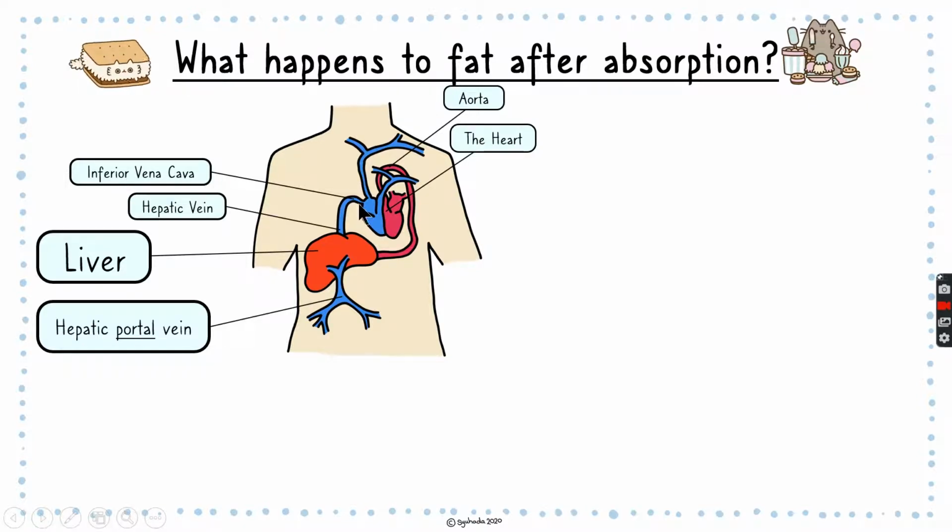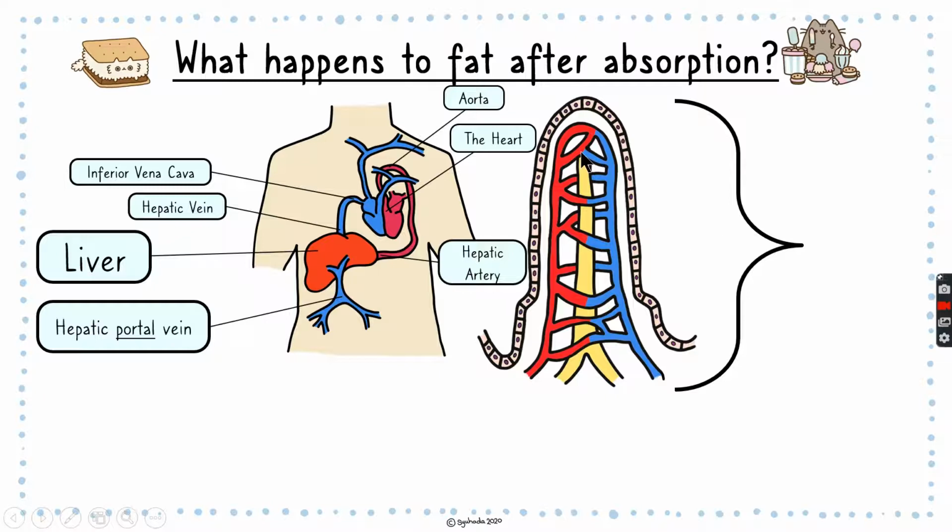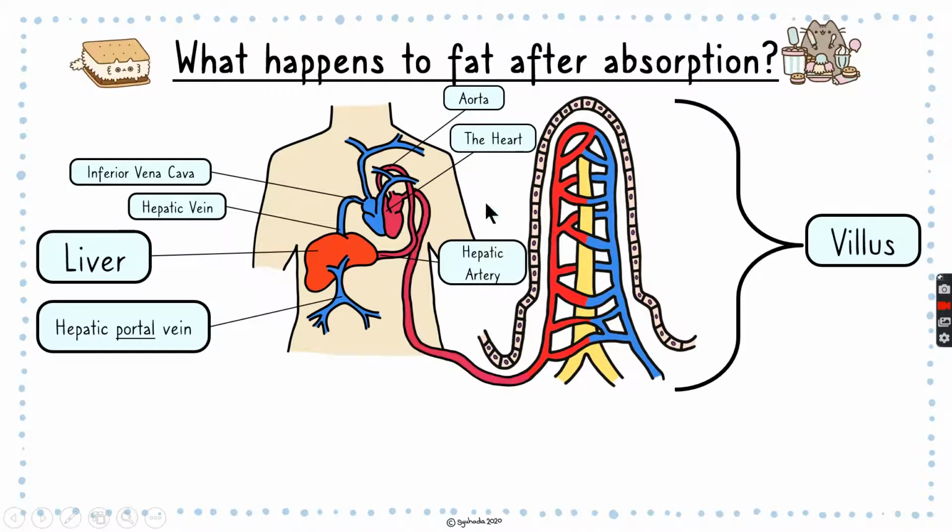The inferior vena cava is actually connected to the hepatic vein, and the aorta right here is actually connected to the hepatic artery. So right here you can see is a structure of the villus. It has the epithelium, which is a single cell layer of single cells called the epithelial cells, and inside is a network of capillary, and also this yellow part here, which is the lacteal.